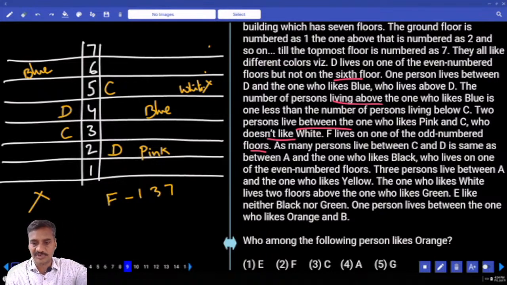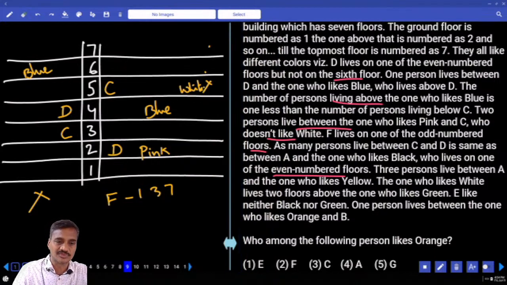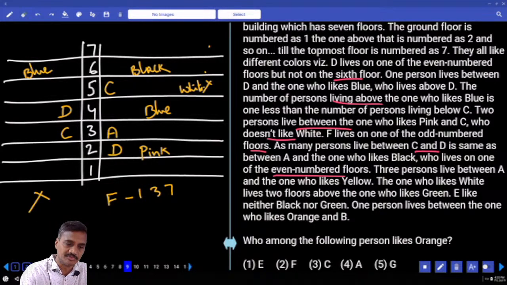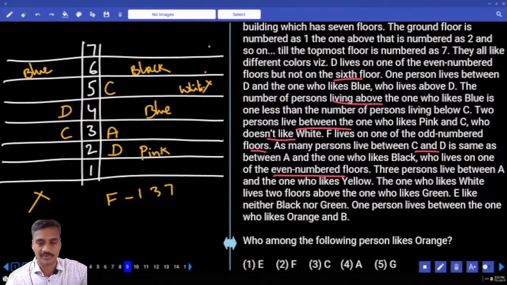As many floors between C and D, same as A and black. Now A and black live on one of the even number floors. Now the one who likes black lives on one of the even number floors, and 2 and 4 is not possible, and the one who likes black must be on the 6th floor. Now in the 6th floor, as many between C and D, there are 2 persons, and same as black and A. Black and A, there must be exactly 2 people, and A must be on the 3rd floor.